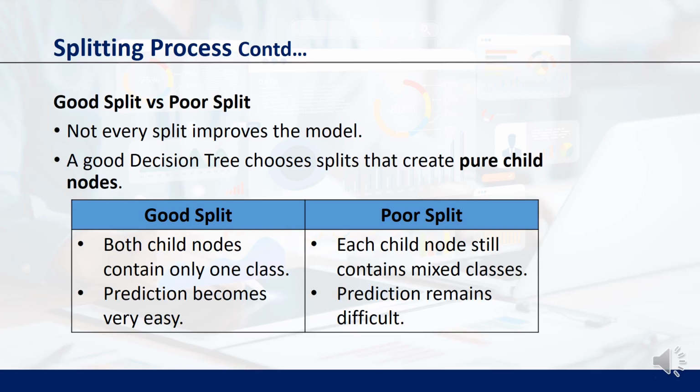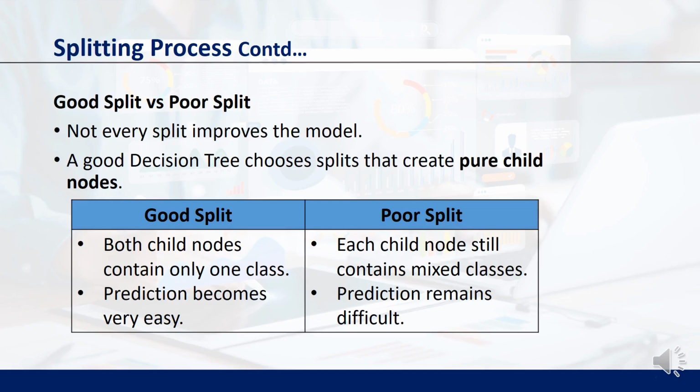It is important to understand that not every split is a good split. A good decision tree chooses splits that create pure child nodes. Let us understand what we mean by pure. Suppose a node contains 10 records. If all the 10 records belong to the same class, such as 10 approved and 0 rejected, then the node is completely pure. Prediction becomes very easy.